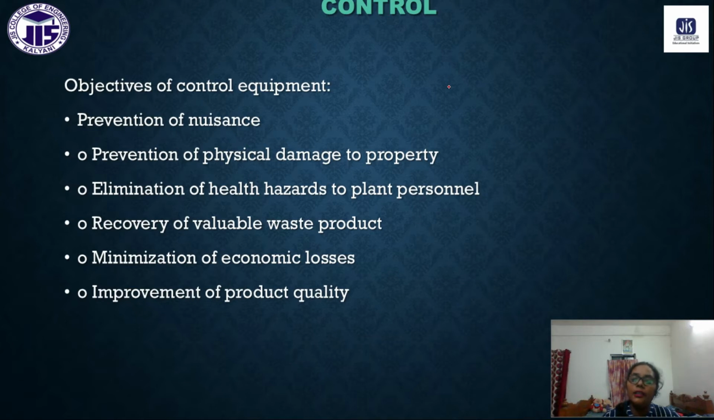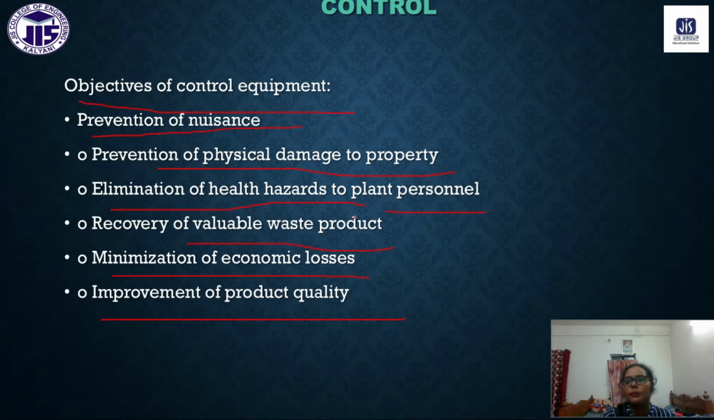Now today we will discuss control. Okay, how we can control all these pollutions, because these pollutions are very harmful for us. So the main objectives of using control equipment are prevention of nuisance, prevention of physical damage to property, and elimination of health hazards to the plant personnel. Whatever hazardous gases and hazardous chemicals we get from the industry, from the factory, can all be eliminated by this control equipment. Also recovery of valuable waste products, minimization of economic losses, and improvement of product quality. So these are some of the objectives of using control equipment.